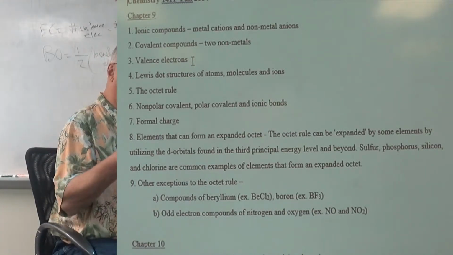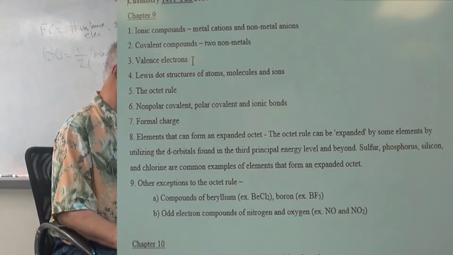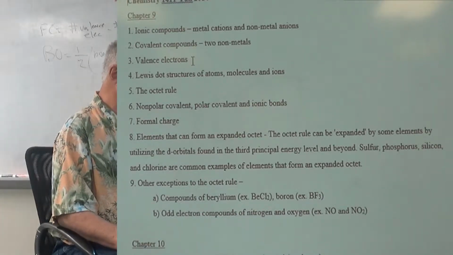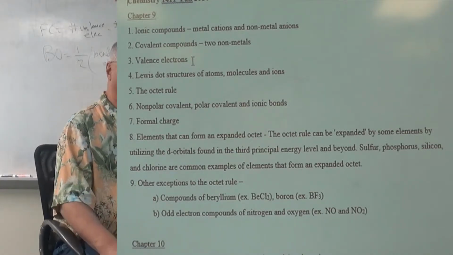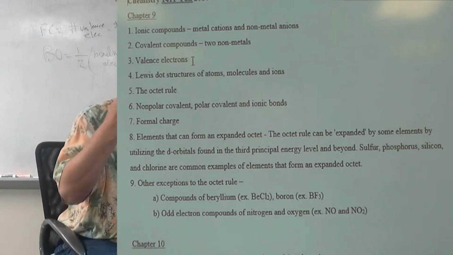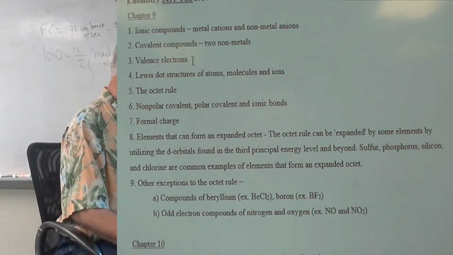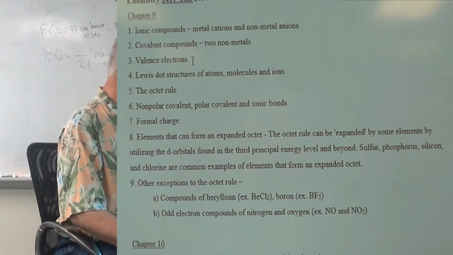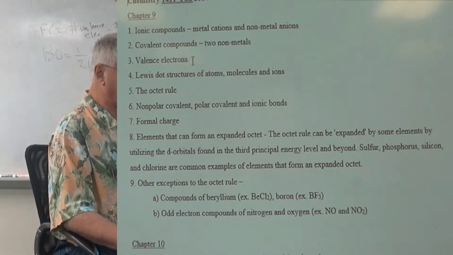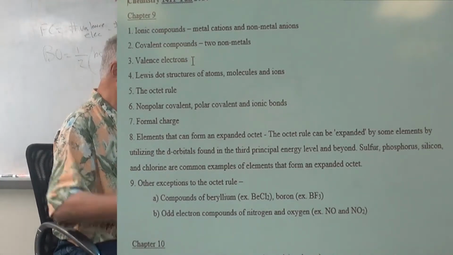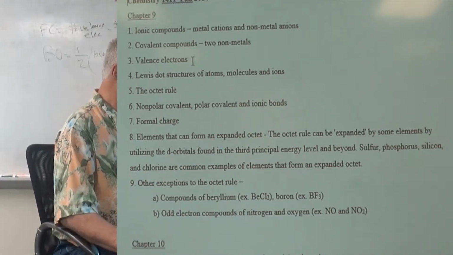So for the main group elements 1A through 8A, the number of valence electrons is the same as the group number, except for, of course, helium, which only has 2 valence electrons. So it's easy to determine the number of valence electrons for a main group element. It's just the same as the group number, and you have a copy of the periodic table for the test.